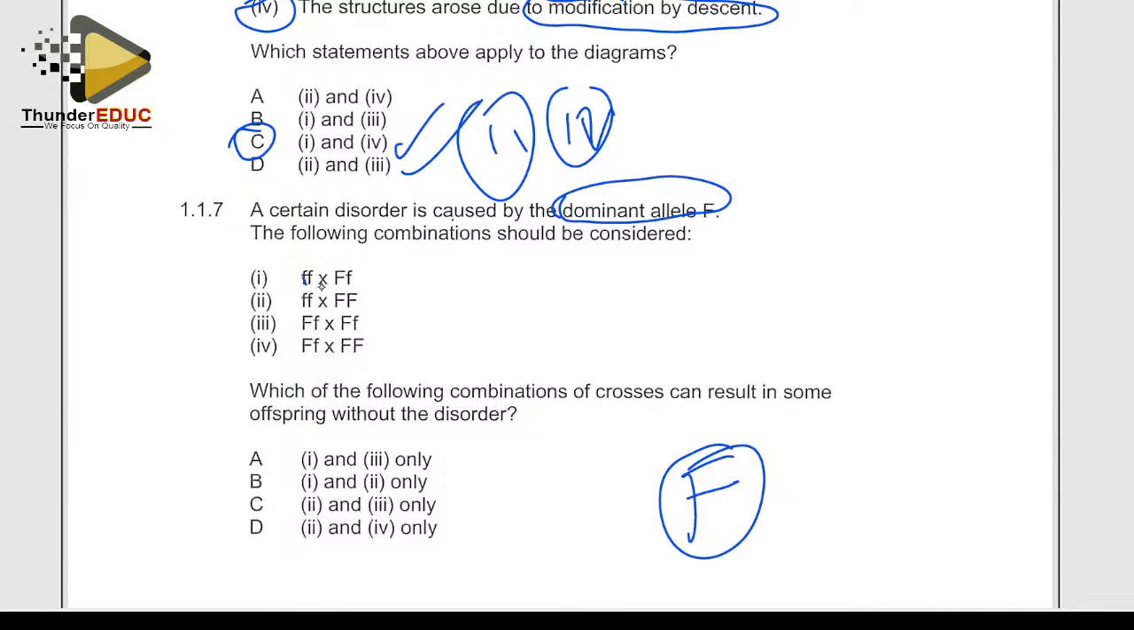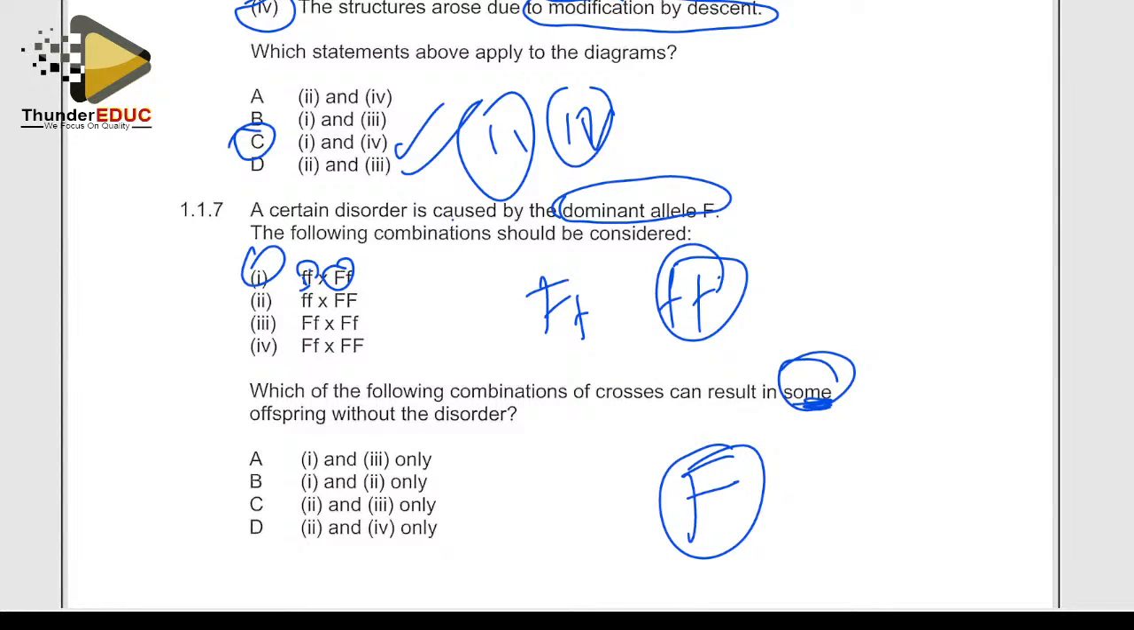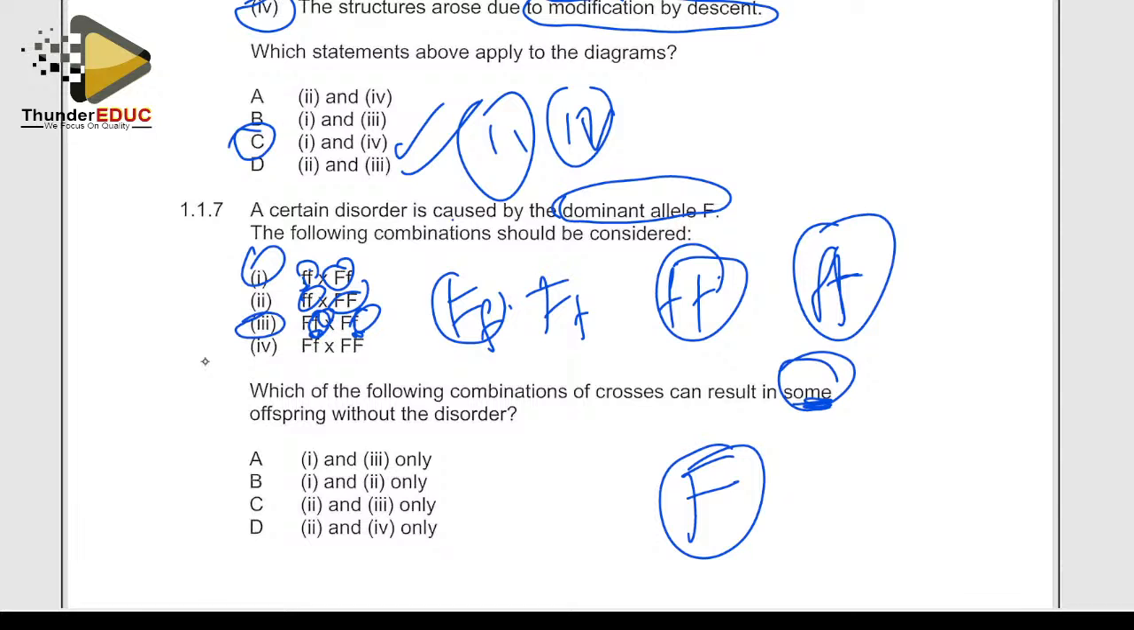When I cross this and this, some will be like this and some will be like this. So which one of the following combinations can result in some offspring? You see, this is the keyword. Some offspring without, meaning that they are recessive like this. So number one is correct. When I cross this and this, I'm going to produce all of them like that. So number two is wrong. When I cross this and this, heterozygous, if this combines with this, I'll form that and that. So meaning that 3 is also correct.